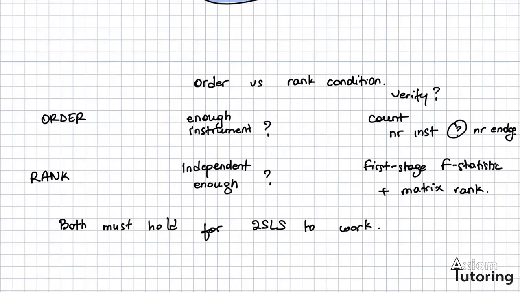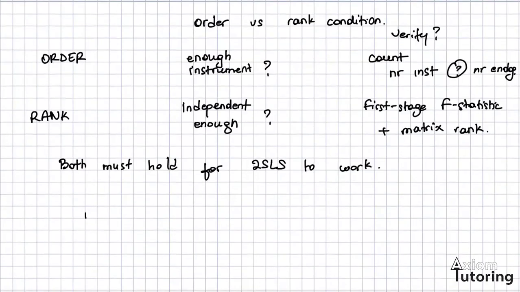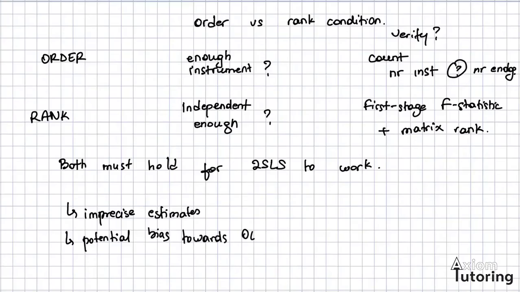Now, why does this matter in practice? Again, a failure in the rank condition, even a partial one, will lead to the same problems that we talked about with weak instruments. So you're going to have imprecise estimates, potential bias towards OLS, and most of all, unreliable inferences.